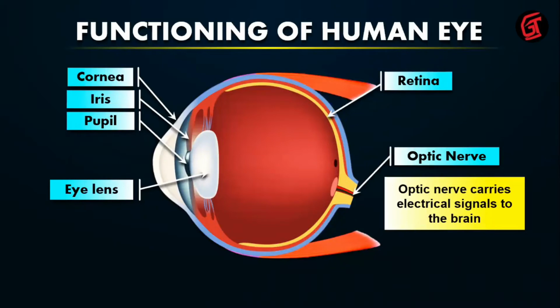Optic nerve carries electrical signals to the brain. Now, the eye has to get connected to the brain, right? So if we are watching television, the eye's optic nerve gives a signal to the brain that this boy or girl, whoever it is, is watching television. So obviously, if your optic nerve is functioning well, it will give the right signal. If it is not functioning well, it will give the wrong signal.